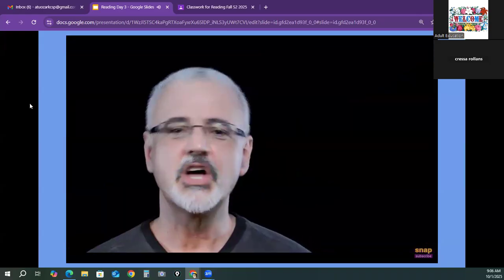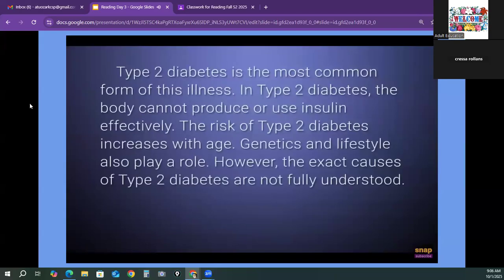Speaking of practice, look at this paragraph. Type 2 diabetes is the most common form of this illness.